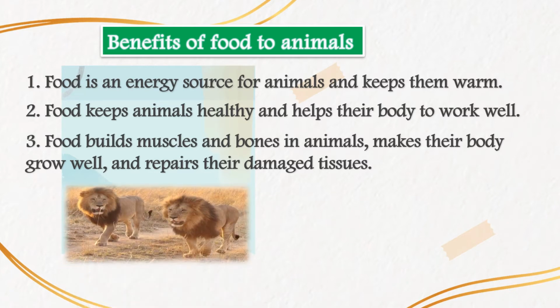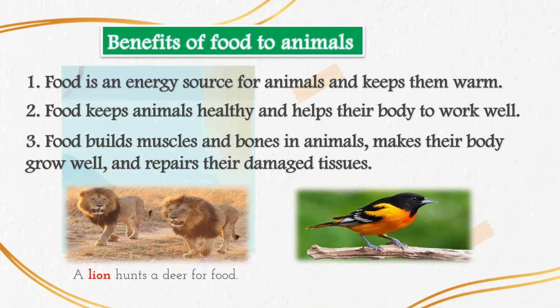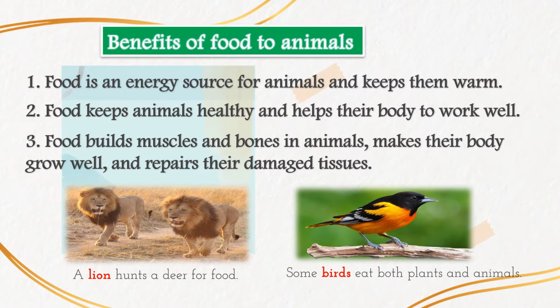So, this is an example, the lion. Did you know lion? Yes, very good. A lion hunts a deer for food. Next, how about bird? Did you know bird? Very good. Some birds eat both plants and animals.